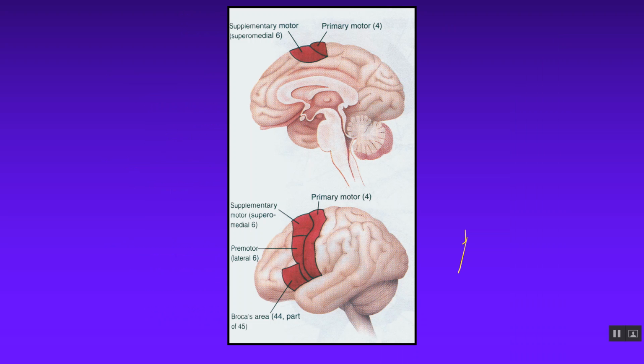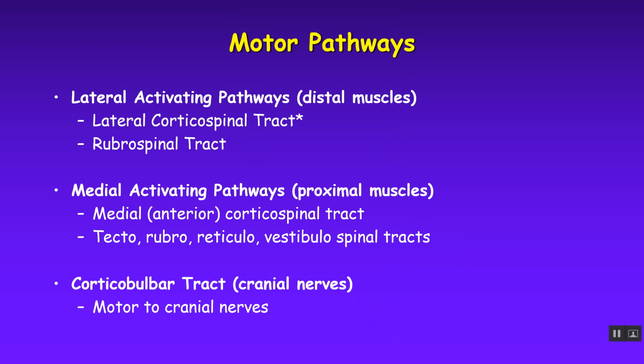Just showing you how it wraps around. Some of those wrap around in the medial surface as well. That's where your leg is. You have a very similar homunculus to the sensory area on the surface, so you have a motor representation as well for your arm, leg, head, all that kind of stuff. We can kind of talk about motor pathways in a similar fashion as sensory. We have three kind of ways we can look at this.